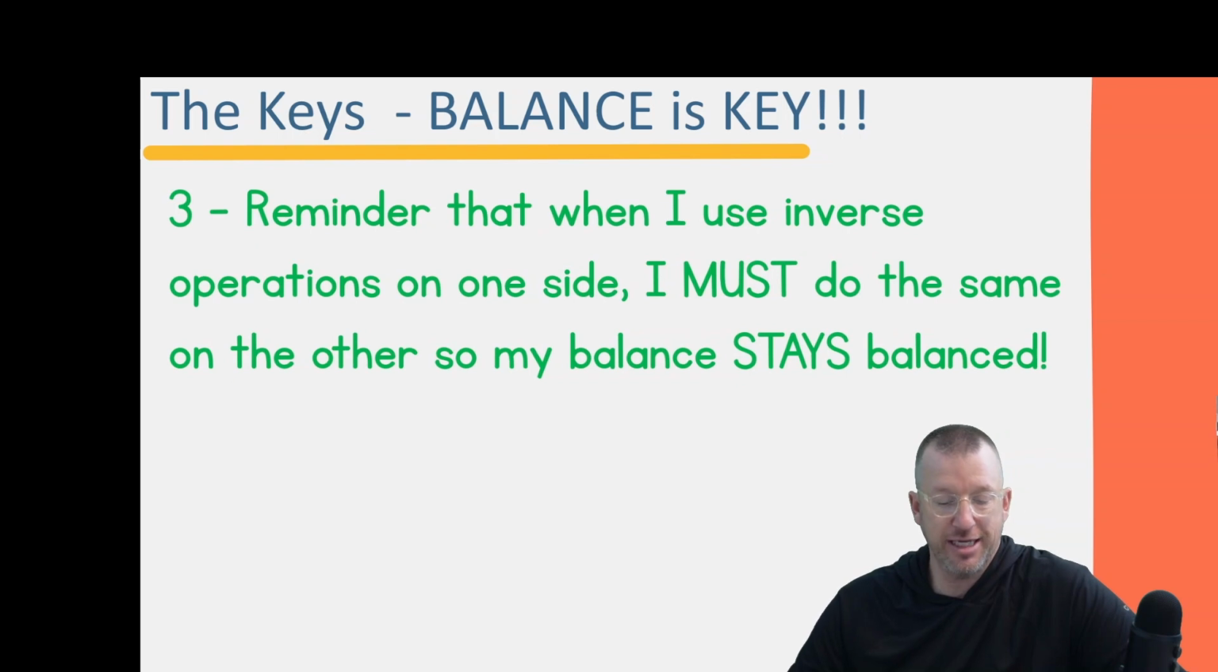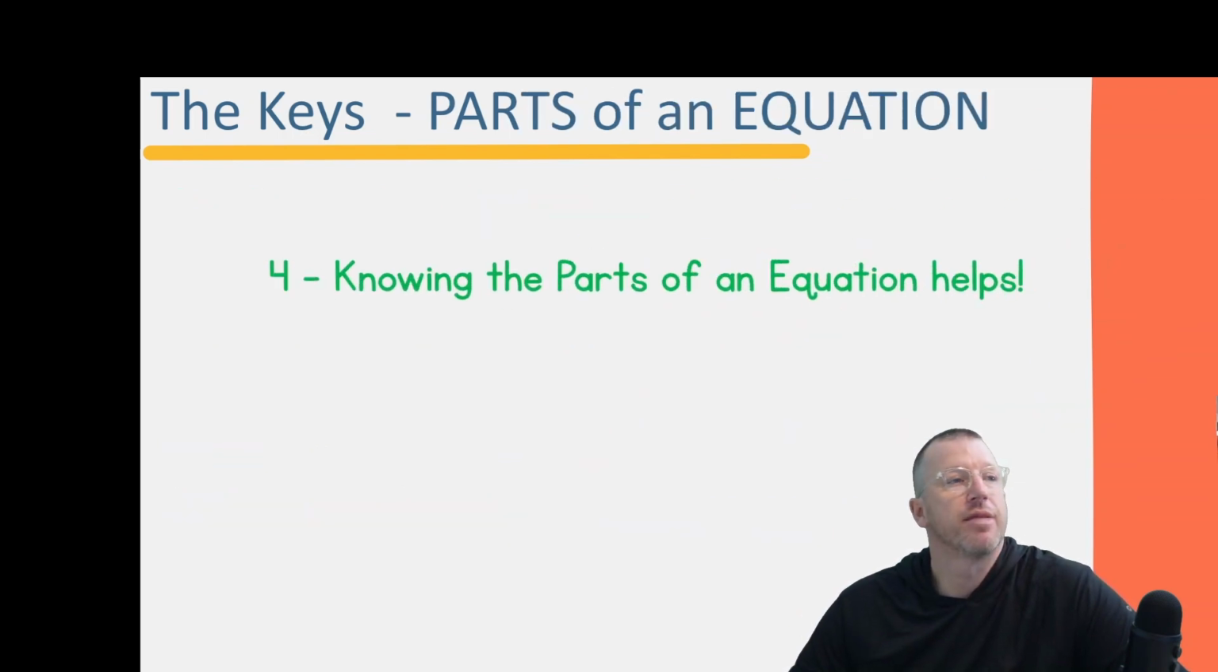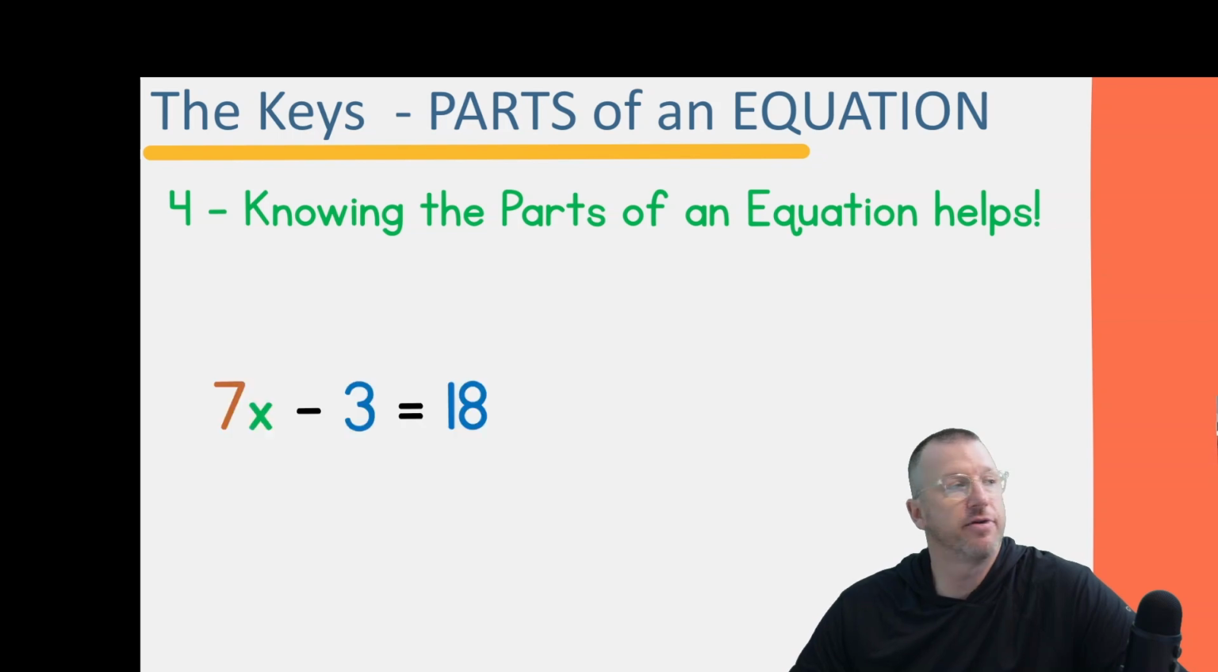The third key is balance. Remember, when I use my inverse operations on one side, which we're going to show you in a second, I must do the same on the other side so it stays balanced. In other words, you're going to hear me say this a lot. What I do to one side, I must also do to the other. The same thing. And then 4, we got to make sure we understand the parts of an equation.